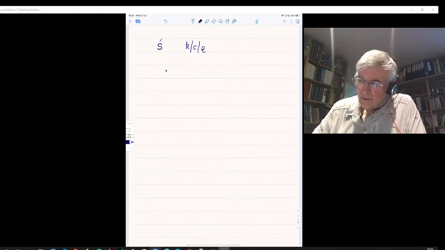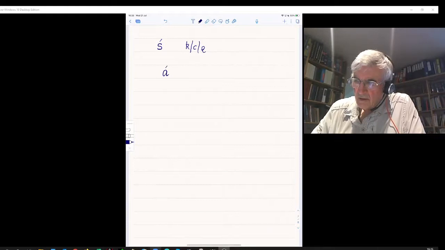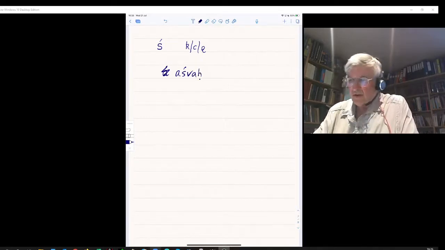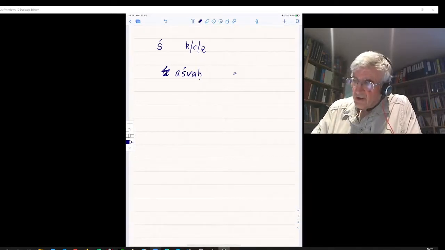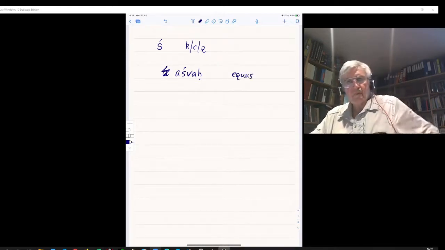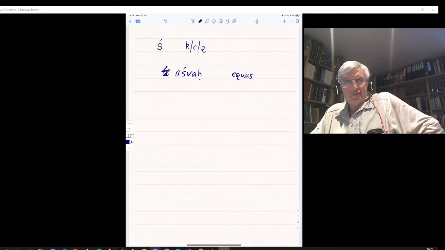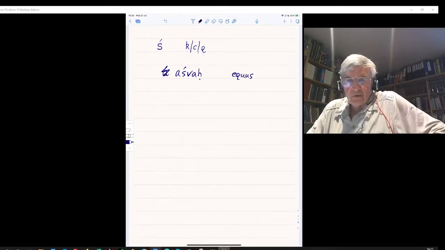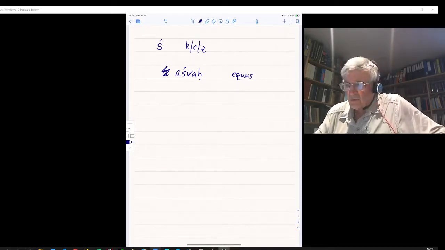So, for example, ashva, this word here, means a horse, and it's cognate with the Latin word equus, where we have equestrian, equine, to do with horses. There are numerous words like that.